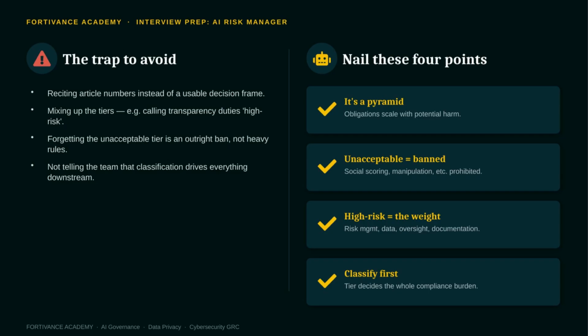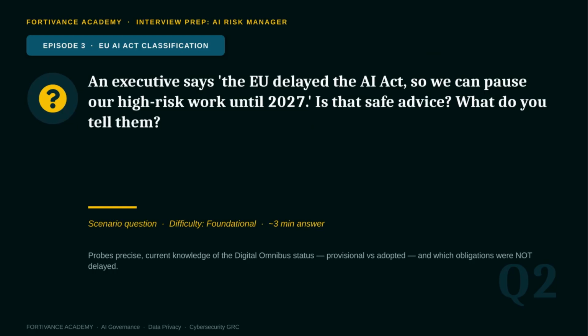Next up, question 2. Question 2 is the recency landmine, and it's a good one because the easy answer is wrong. The executive heard delay and wants to down tools. What's tested? Do you know the actual status as of mid-2026?